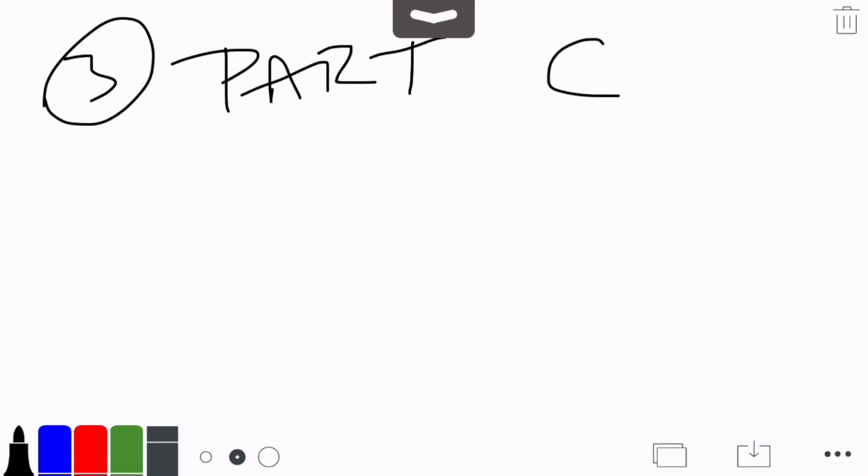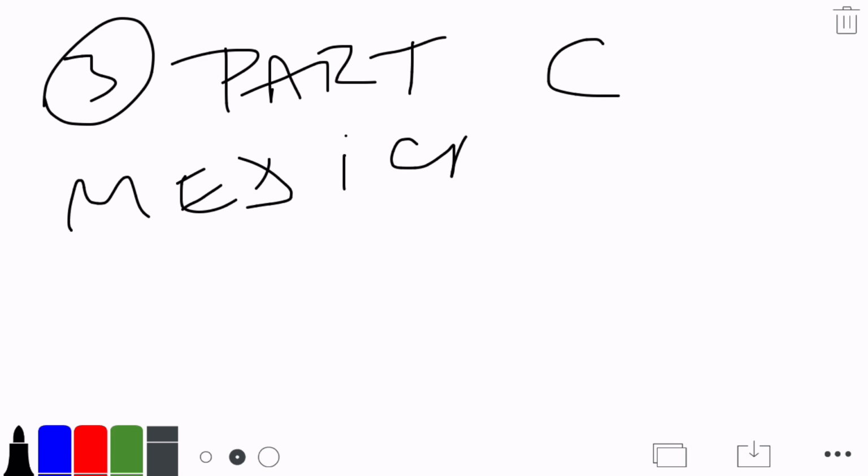And Part 3 is called Part C of Medicare. This is otherwise known as Medicare Advantage.